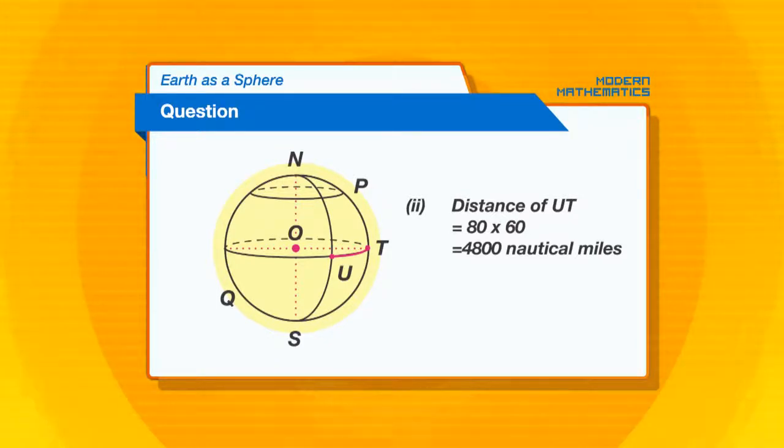So since the angle subtended by points U and T is 80 degrees, we multiply that by 60 and we have 4,800 minutes. Now since each minute contributes to 1 nautical mile, therefore 4,800 minutes will give you 4,800 nautical miles.